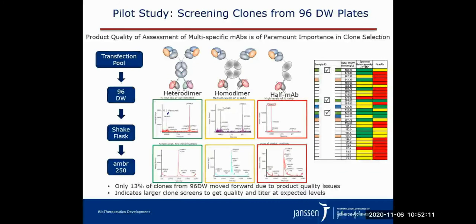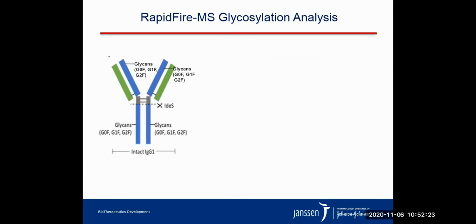Here's an example where only 13% of the high titer clones moved into cell line selection due to high levels of homodimers and half-mers detected through this type of analysis. In addition to chain mispairing, we are also exploring the use of RapidFire-MS for other applications.